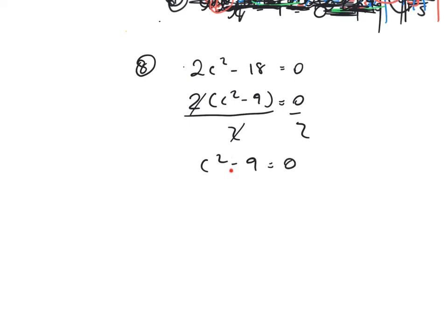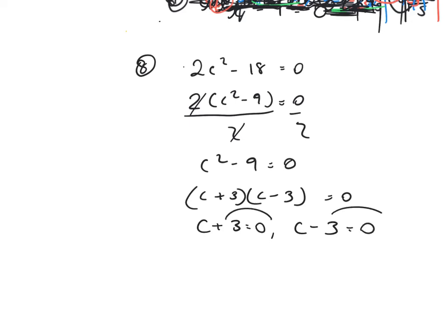That is now a difference of 2 squares. Bracket with a plus, bracket with a minus. And the square root of c squared is c, and the square root of 9 is 3. So c plus 3 bracket c minus 3. Okay, so this times this could be 0, so the first thing could be 0, c plus 3, or the second thing could be 0, c minus 3. Let's solve that. Plus 3 goes over, becomes minus 3, c equals minus 3. Minus 3 goes over, becomes 3.